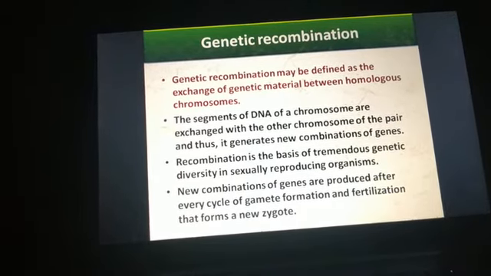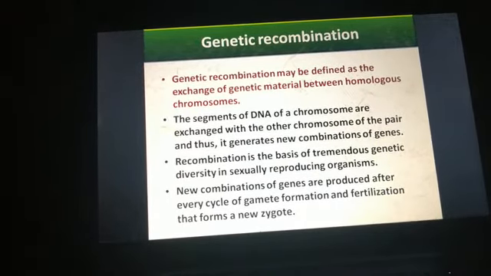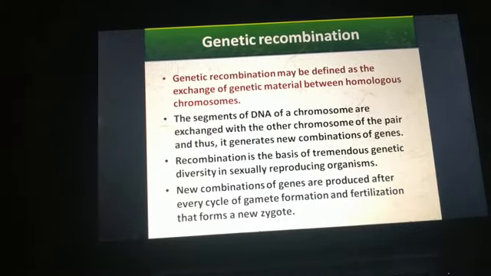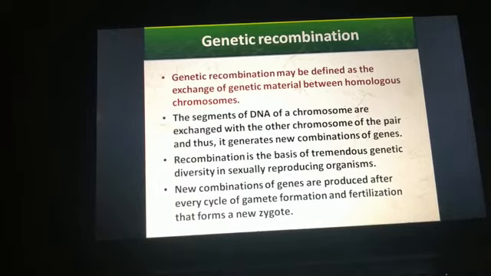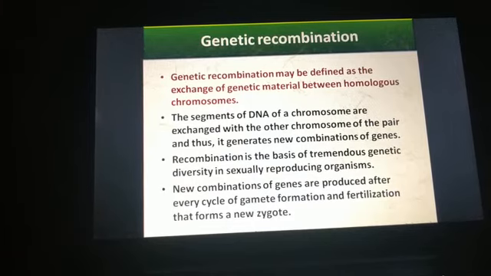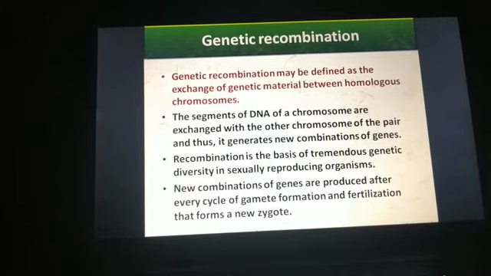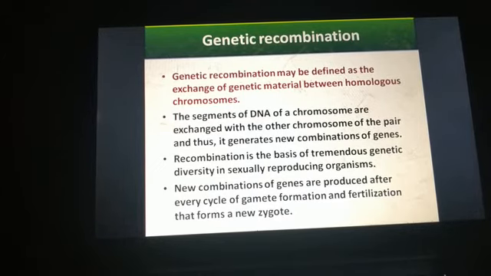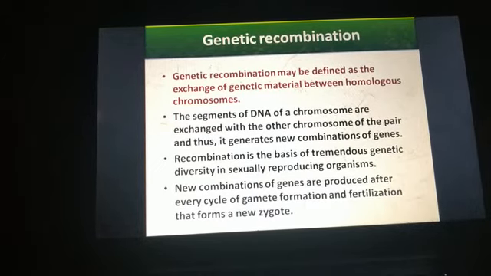So in human beings we have a large number of genes. We have approximately 25,000 genes in our body. So we have a large number of genes, and for this large number of genes it is possible to have an unlimited number of different combinations.